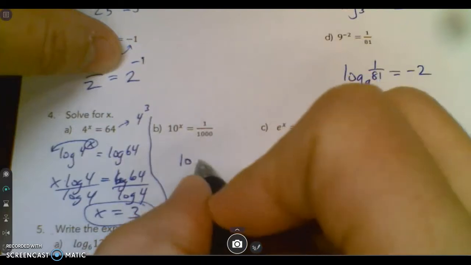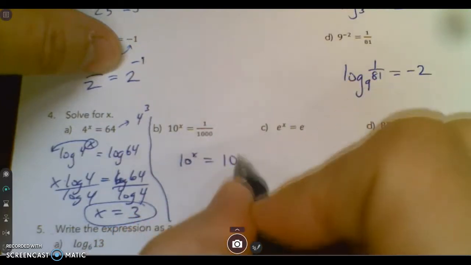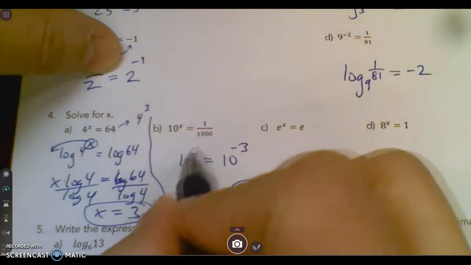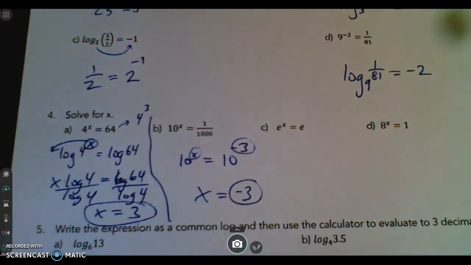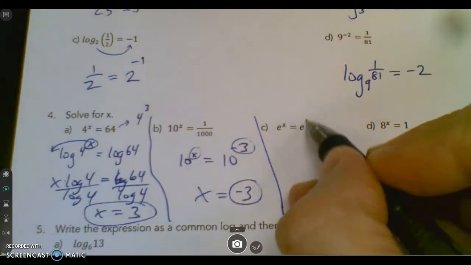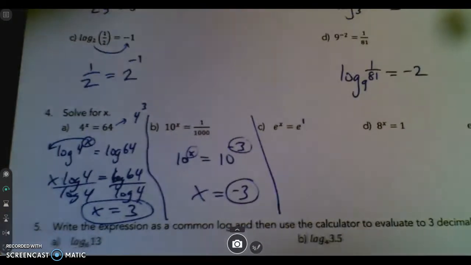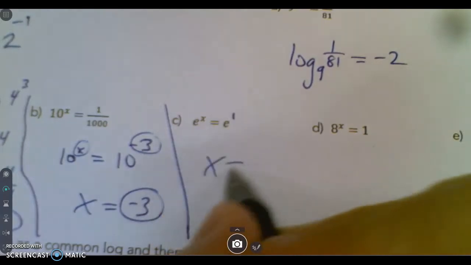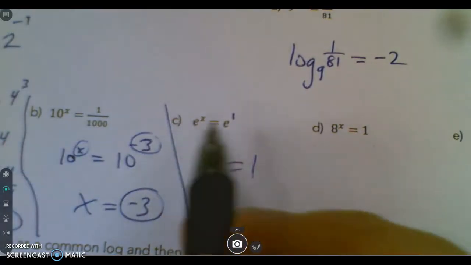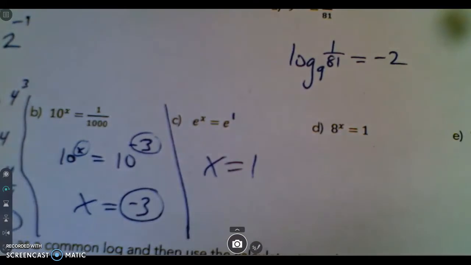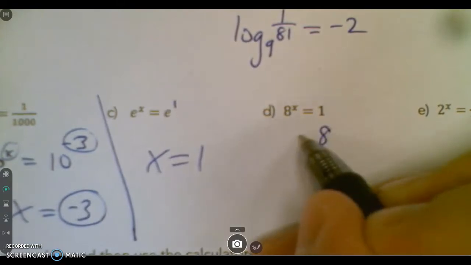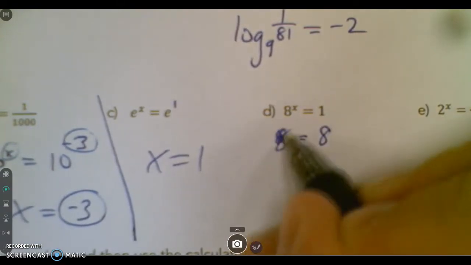Or if I want to, I can rewrite this as 10 to the negative third, and then I know my answer, because if 10 to the x is 10 to the negative third, they must equal each other. This one's really easy because I guess all you had to know was e is just e to the first power, so x must be 1. Your other option is natural log both sides, and you'll still get x equals 1. So, alright, this one's a little harder to do in your head. You'd be like, how can I rewrite that? Oops, as 8 to a power.